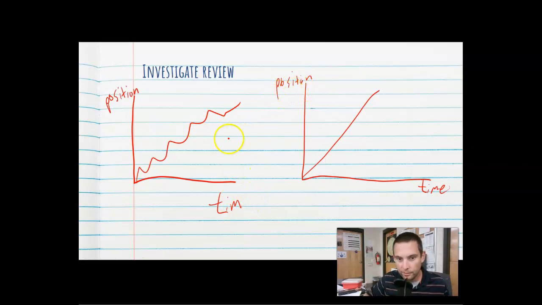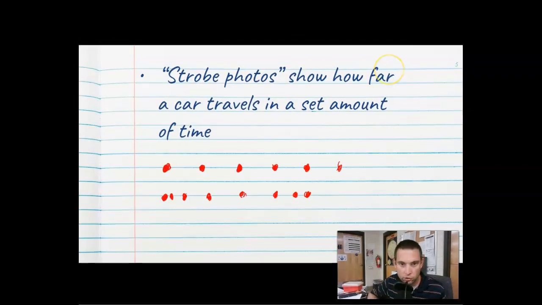And when we have this wiggling going on with our graphs, we don't care about that. We only care about the trend line, the straight line that would go through the overall trend, just like you see with the graph on the right. That is the whole idea with this investigate. Moving on. Strobe photos show how far a car travels in a set amount of time.